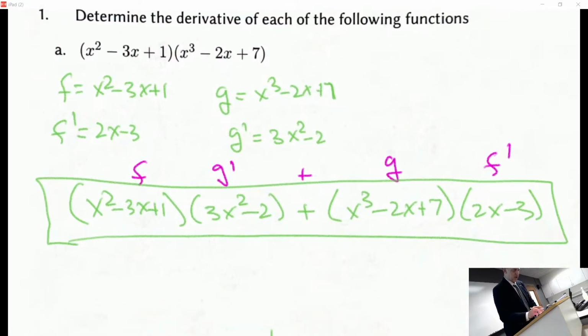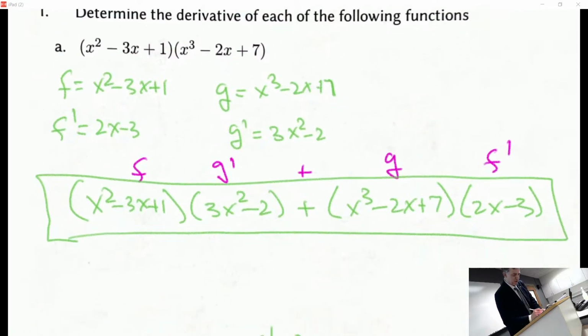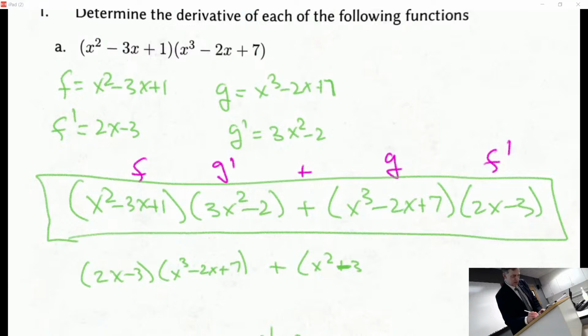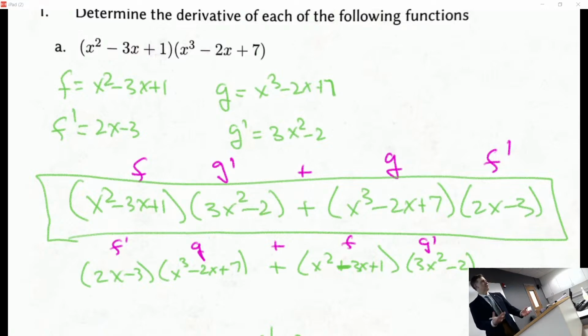Here, I'll just do another version just so that you see. I could have done this: f prime times g of x, x plus 7, plus f, minus 3x plus 1, times g prime. So it's the same thing. This is f prime times g plus f times g prime. So a bunch of different ways you can jumble it up as long as you have those four things. The main thing is to have the f with the g prime and the g with the f prime, and then you're good.